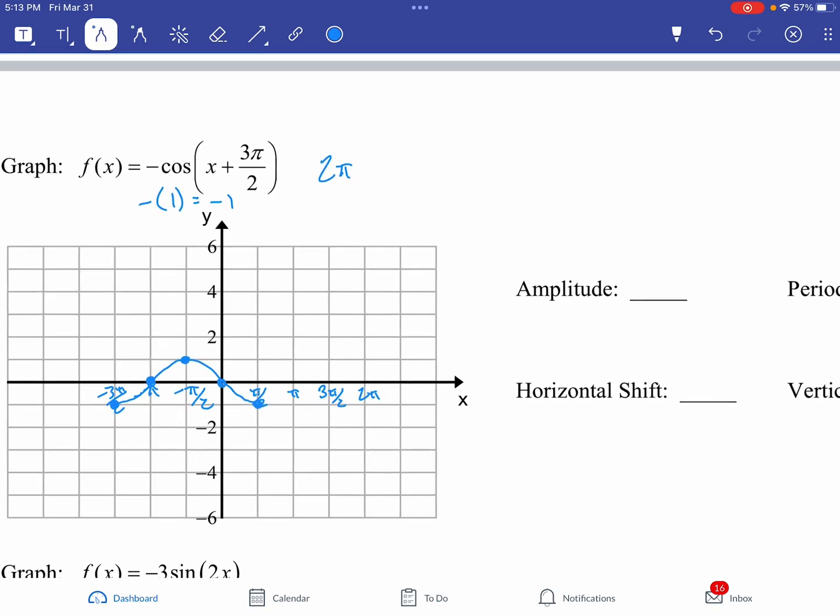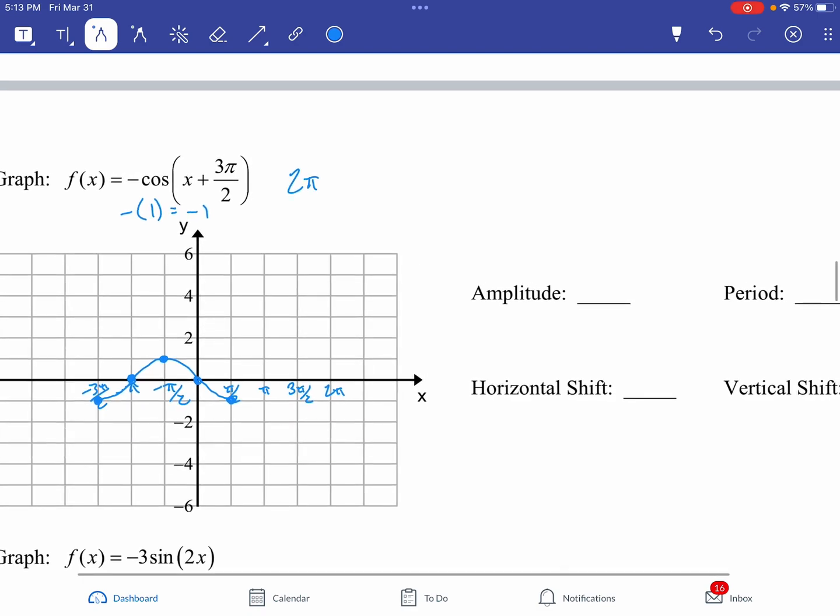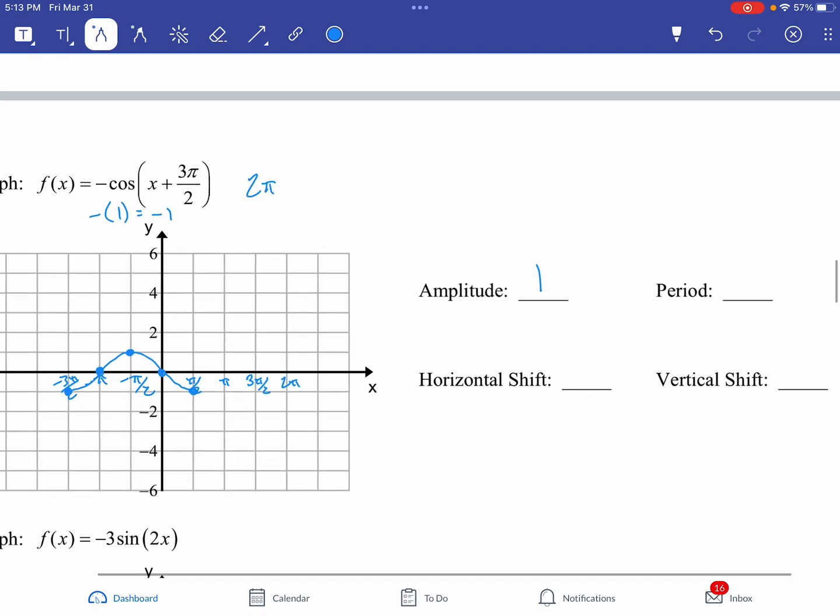All right. My information, my amplitude is +1. My period is 2 pi. My horizontal shift is to the left by 3 pi/2. And I do not have a vertical shift, so I put none.